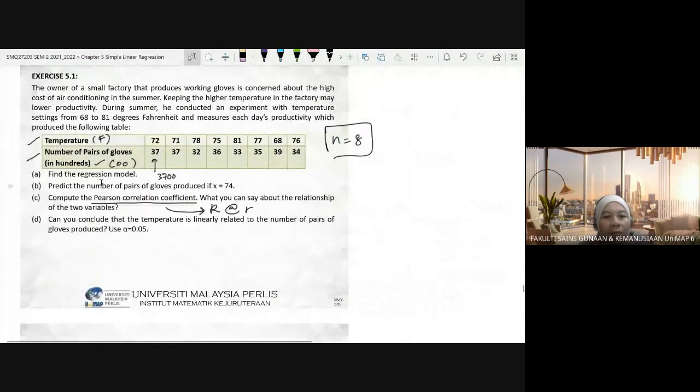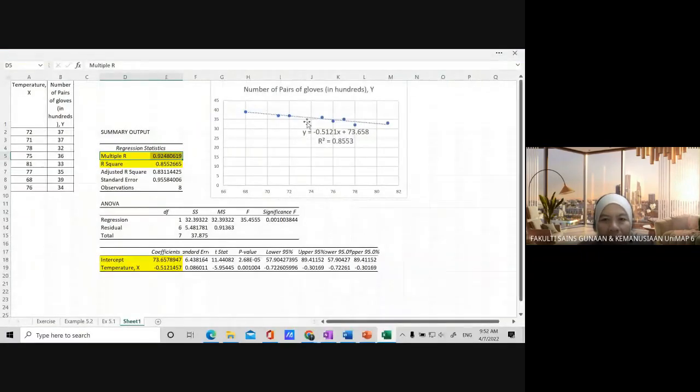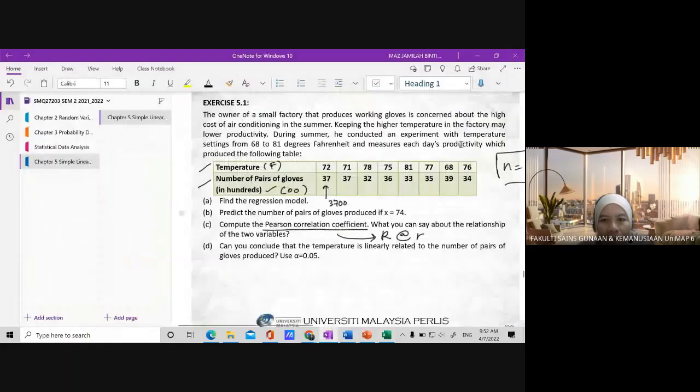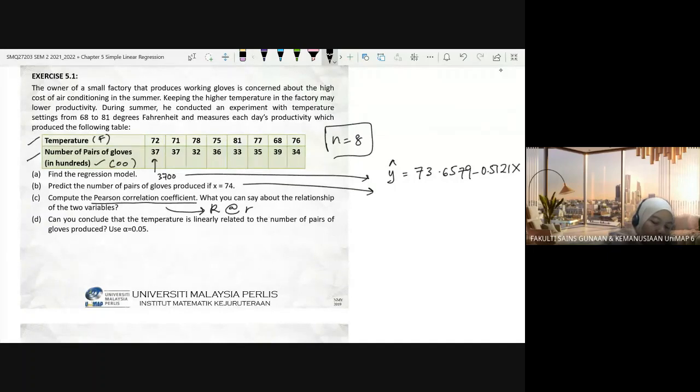find the regression model. So the regression model from the Excel, you can see the regression model is this one. So if I were to write down, your Y hat is equal to 73.6579 minus 0.5121x. Okay, predict. So can you predict, class? What is your Y hat if your X is 74?